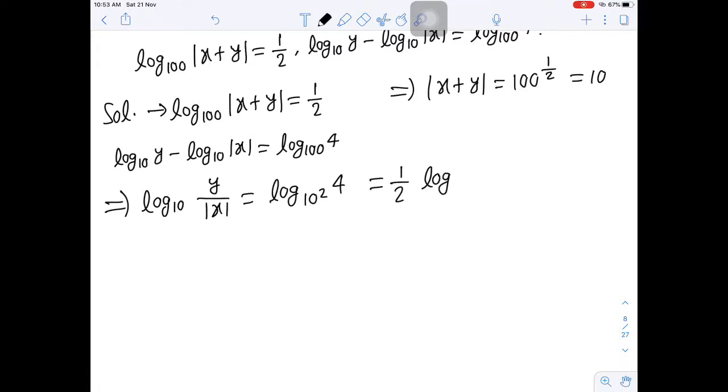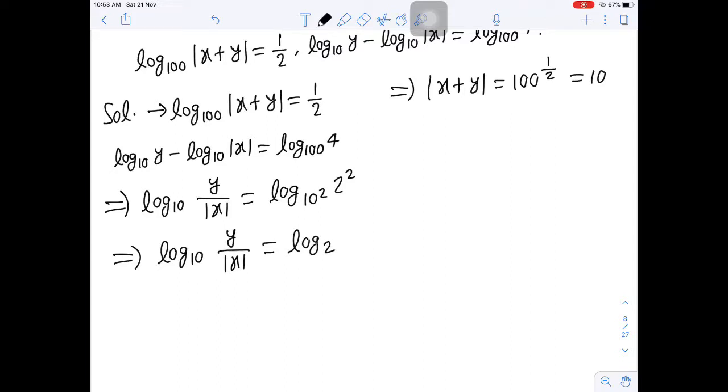or we could have done one more thing here. There is one more rule. We could have written 4 as 2 square, and I will tell you the other rule. So we can write this as log y by absolute value of x base 10 equal to log 2 base 10. So I will tell you the logic behind that.